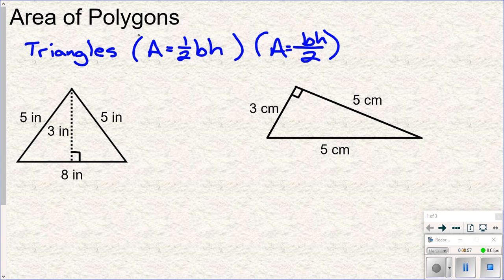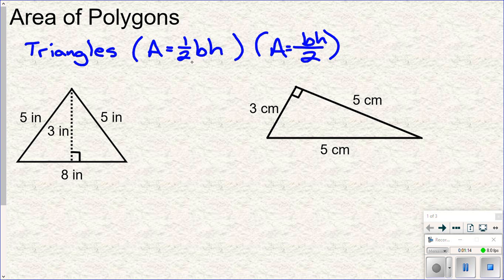But on our reference sheet that we get from the state, it shows it like this. So that's why I'm going to show it like that. And to do this, you can do the same thing you did here. You can just do base times height and then divide by 2. Or you could change this to 0.5 and do 0.5 times base times height.